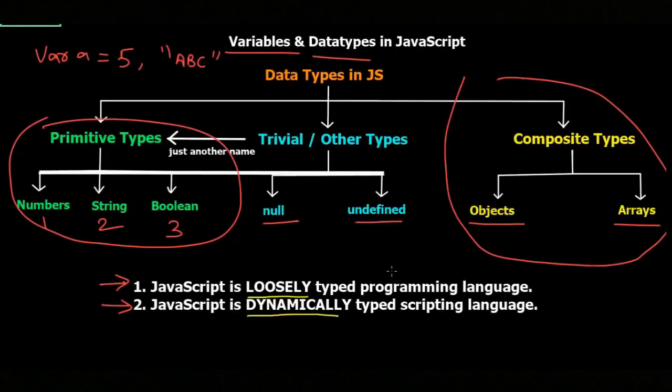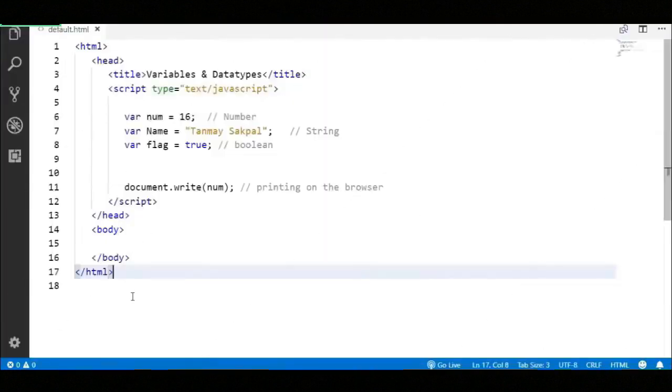It's one and the same thing because we are on the client side scripting. Now remember these 2 keywords, loosely and dynamically typed. Okay. Now let's move on to the programming part and I'll explain to you what does loosely and dynamically mean by showing you examples. And we'll also see how to create variables and different variations of the primitive types as well.